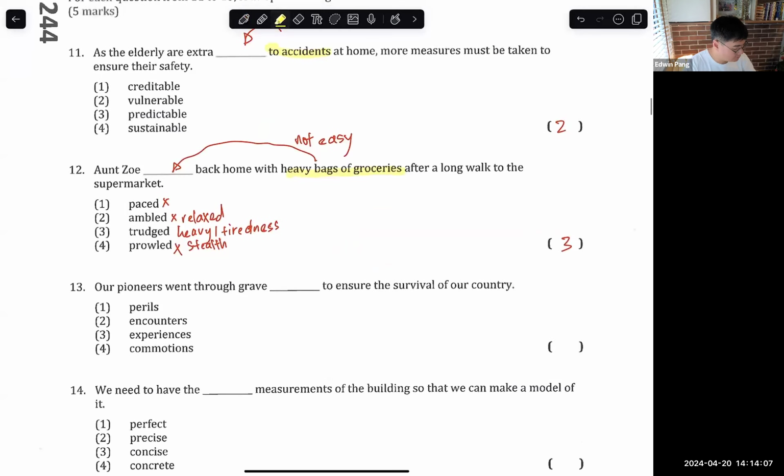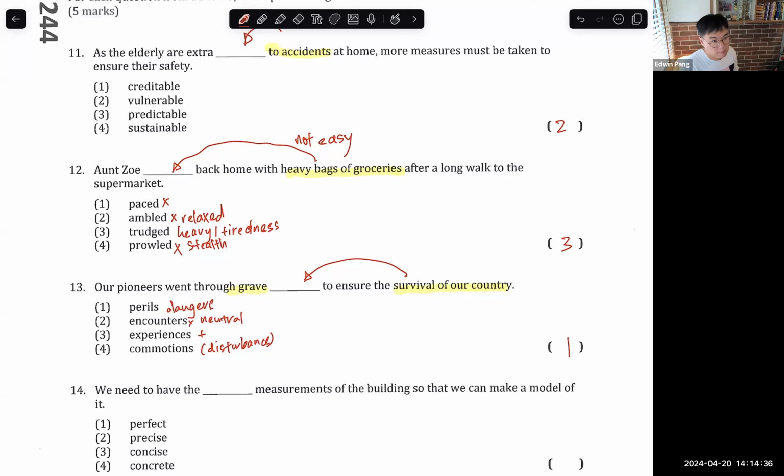Question number 13, our pioneers went through grave to ensure the survival, okay? So this is obviously something that involves survival, okay? So it cannot be encounters because this is neutral. Encounters can be positive or negative. Experiences tend to be positive. And commotions tend to be more like disturbances, okay? So the only possible answer is peril. And peril simply means danger. Okay, so the answer is 1.